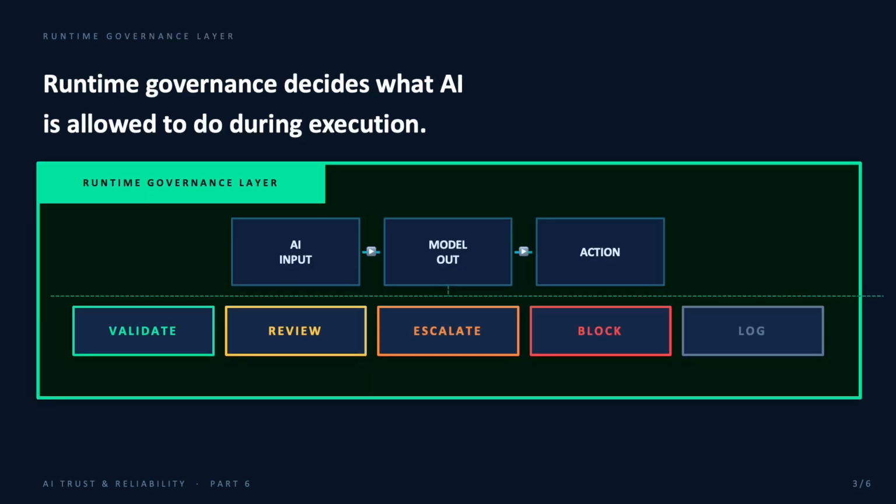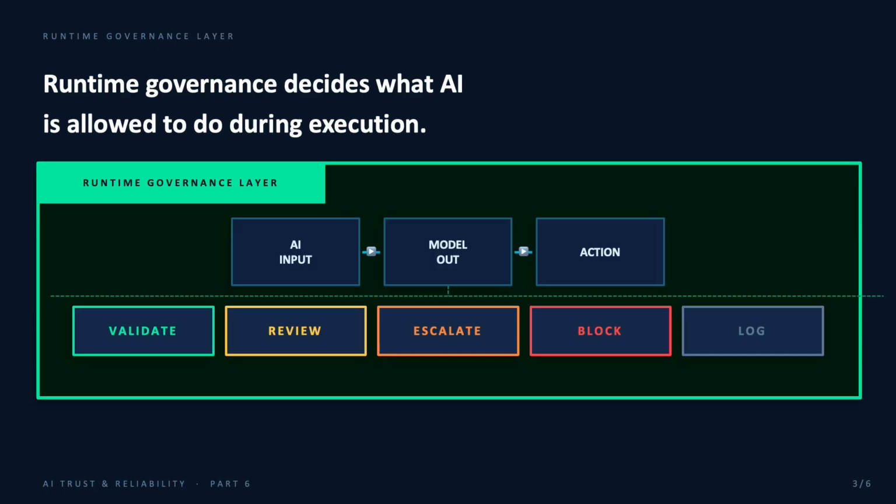The fix is a runtime governance layer. Think of this as a control layer that decides what the AI system can actually do while it is live. It is not just a policy document. It is not just a pre launch checklist. It is the active control during execution.